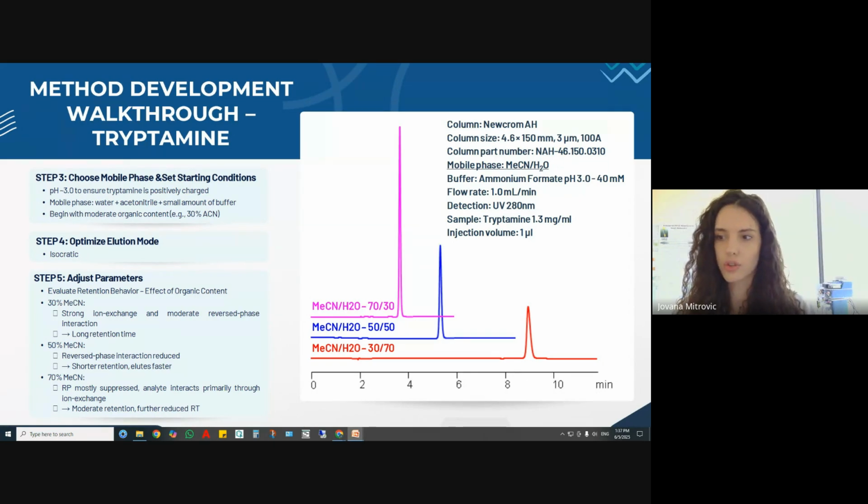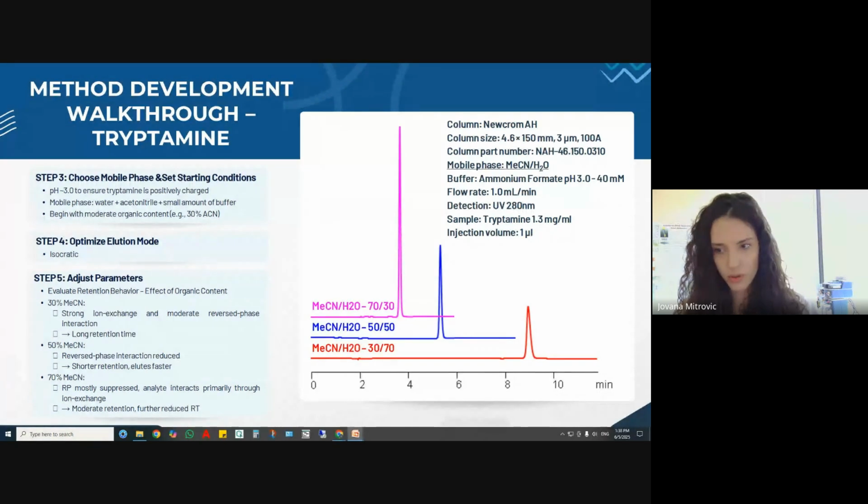Ammonium formate is also a good buffer choice because it's volatile, easy to work with, and compatible with our UV detection, which is 280 nanometers. And if, for example, we want to transfer this method to mass spec afterwards, we can easily transfer it. We don't need to change this additive. So our column and setup here, we are using the Nucrom AH column, size 4.6 by 150, which is, let's say, a standard size of a column for method development.